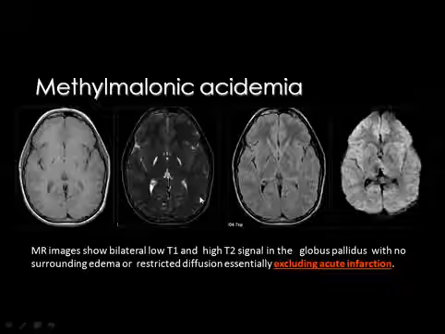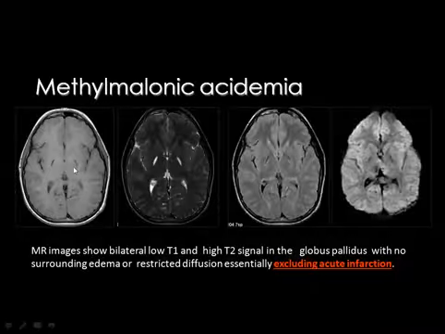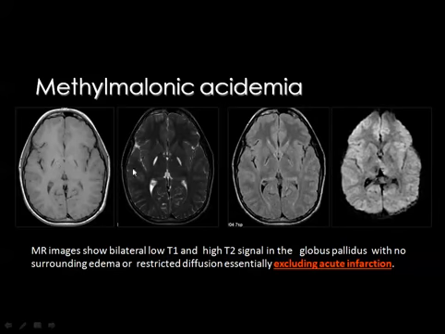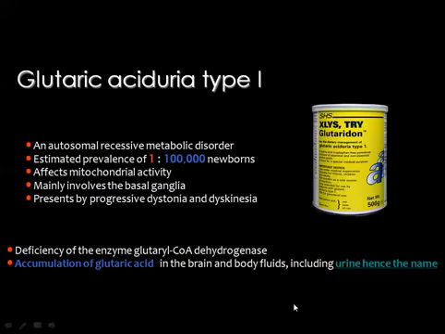If you look here, this is T1, low signal intensity in the globus pallidus, T2, high signal intensity, and the FLAIR images show mixed low and high signal intensity, and there is no diffusion restriction. This will exclude, of course, the possibility of an infarction. The absence of diffusion restriction will exclude the possibility of acute infarction.